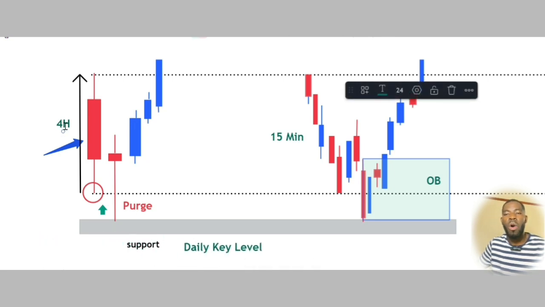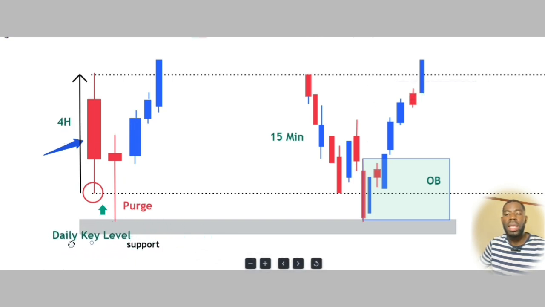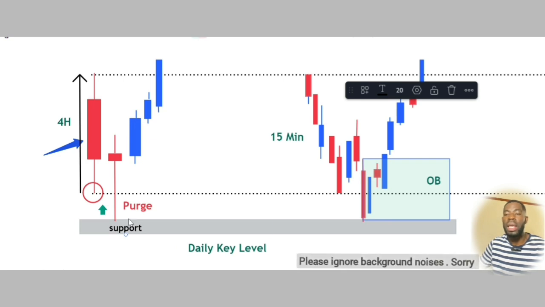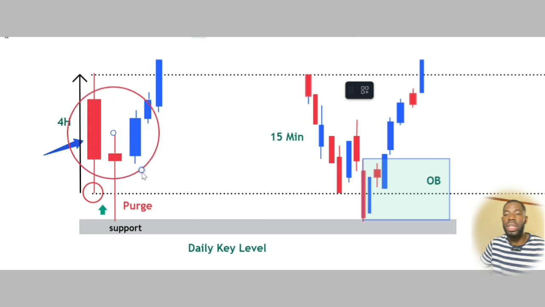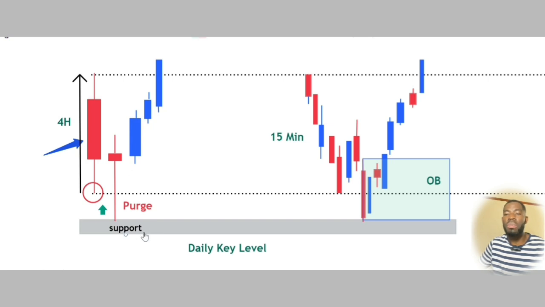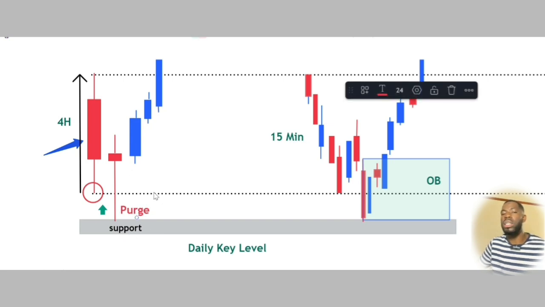Since I'm using a 4 hour candle range, my key level at a higher time frame is daily, a daily support. So this area here is a daily support, and the purge happened the moment this candle touched the support at the daily time frame. It immediately reversed into the range, it returned into this range here, in between the first candle. So that confirms our candle range theory pattern is becoming even more valid to trade.